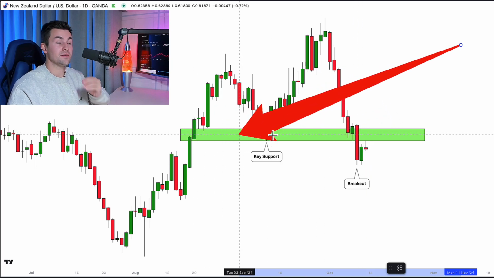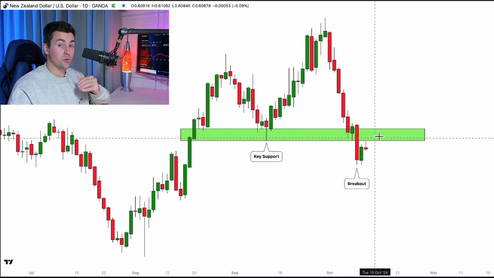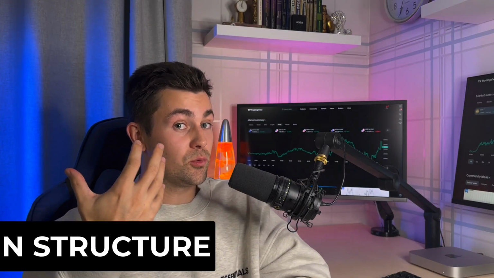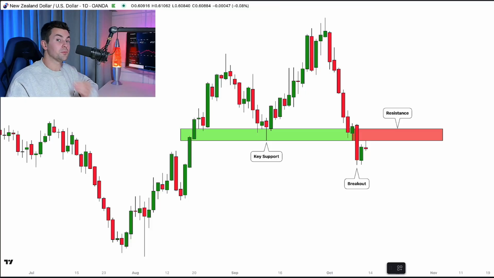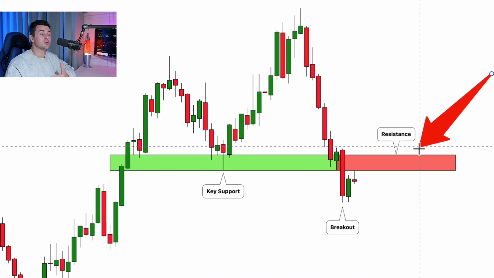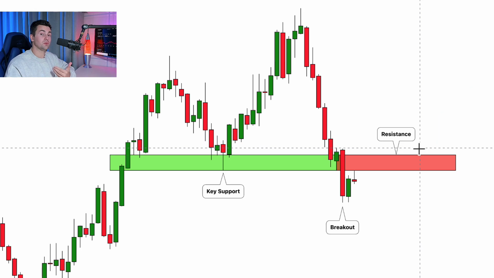We got a very significant support here that was broken. And the violation of a key daily support is a very important event. It is the significant sign of strength of the sellers that indicates a highly probable bearish continuation. In such a situation, your best entry will be the retest of a broken structure. After a breakout, the key support turns into resistance, and that resistance will be a very safe zone to sell the market from.